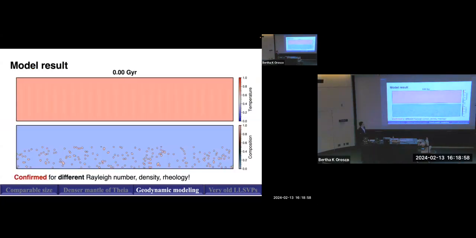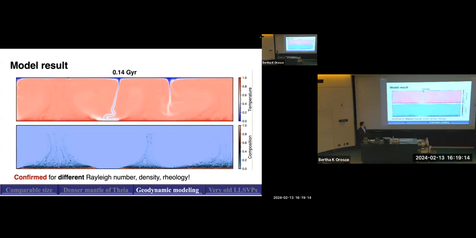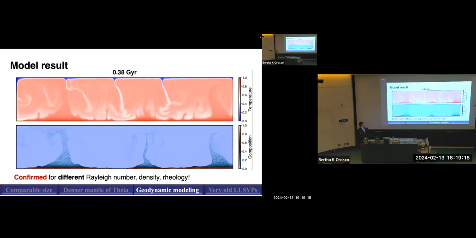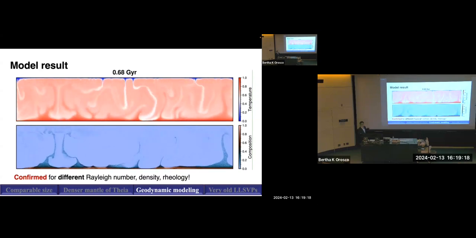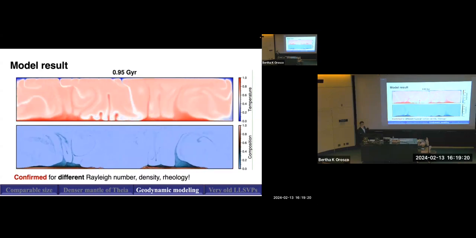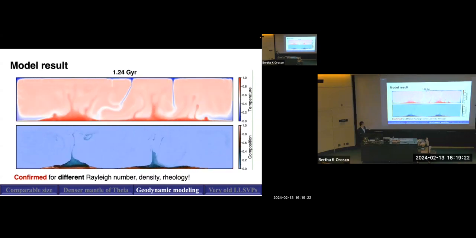So here is the same model. This shows the composition, and this shows the temperature field. We use a relatively hot temperature in the early Earth, so this starts from a short time after the Moon-forming giant impact. So let's see how this model goes. As I mentioned, these initial blobs are denser, so they will quickly sink down to the core-mantle boundary in tens of millions of years.